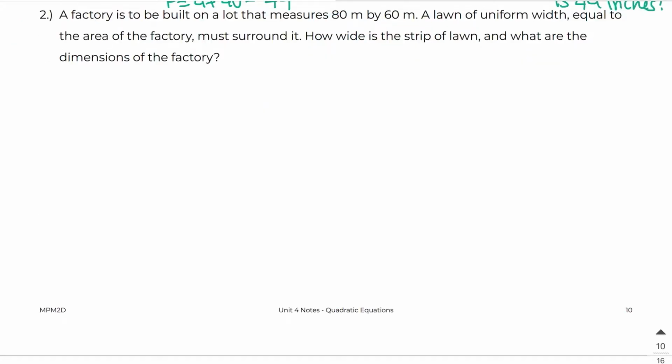So in number 2, it says a factory is to be built on a lot that measures 80 meters by 60 meters, and then a lawn of uniform width equal to the area of the factory must surround it. How wide is the strip of lawn? So that's what we want to figure out. How wide is the strip of lawn? And what are the dimensions of the factory? So there's a lot of stuff going on here. So for starters, we have a lot, and the lot measures 80 meters by 60 meters.